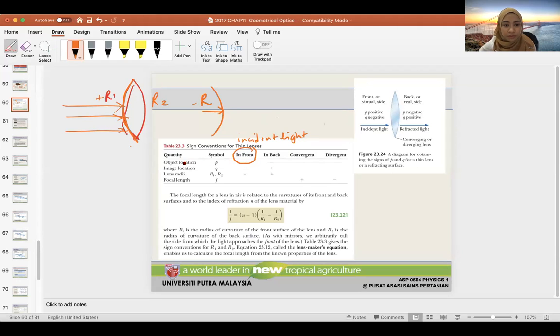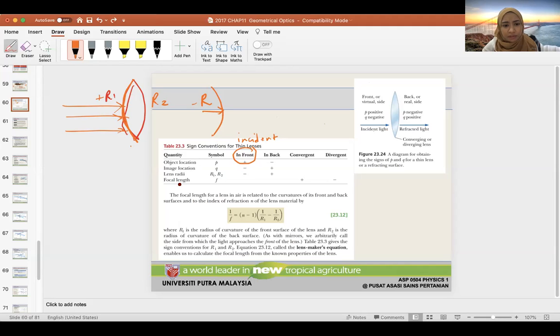And then if your object location is P, positive in front, negative, and the image location, we always expect our light to travel through the lens. So we expect our image to form at the back of the lens. That is why the back is positive and the front becomes negative. So the front part is virtual, the back part is real. And then you have the lens radius, negative in front.